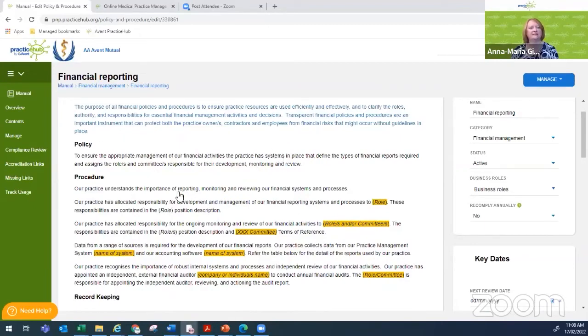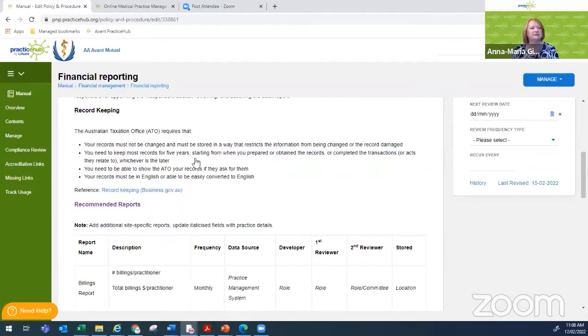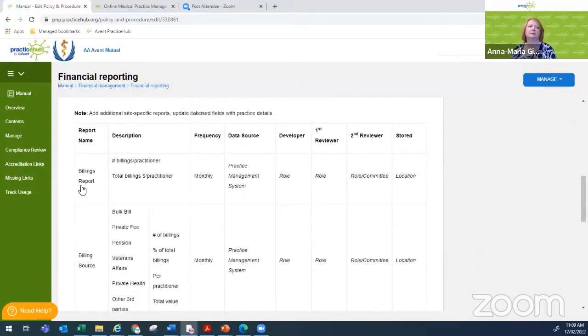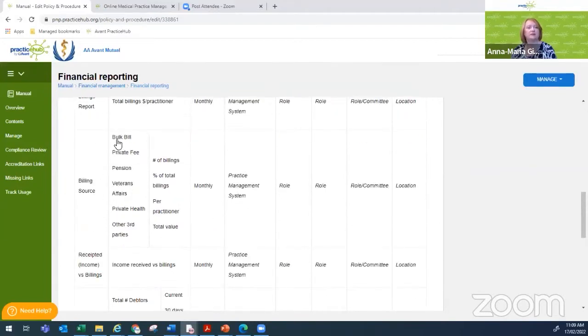So we've got our policy here, we've got our procedures where you can see we've highlighted, it's very important to define which role is responsible for this. We have a reference here to what the ATO requires, and you've got the link there to their website. Following on from that is a table that you could customise for your practice, with different types of reports that are required. So a billings report, billings by practitioner, billing source, so what's coming from bulk billing, private fees, DVA, and so on.